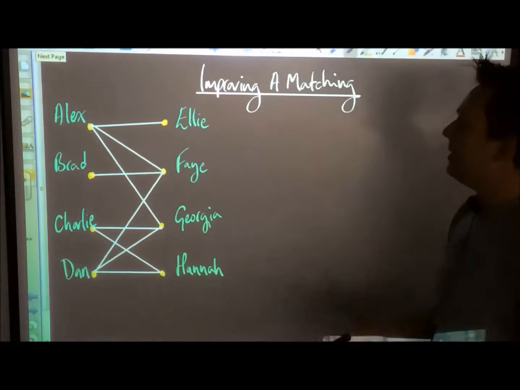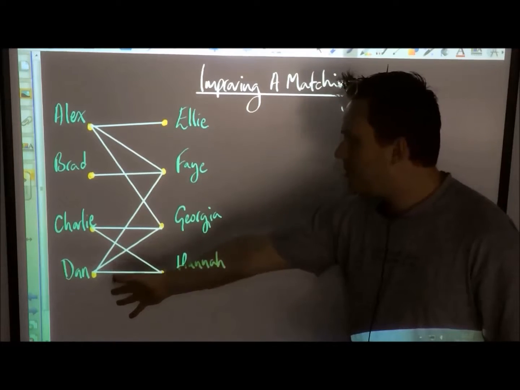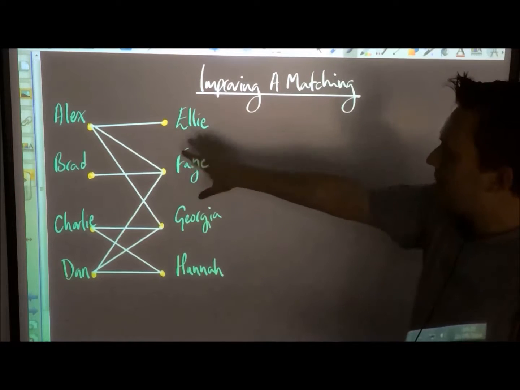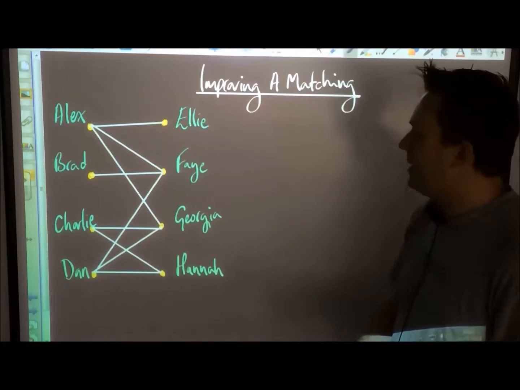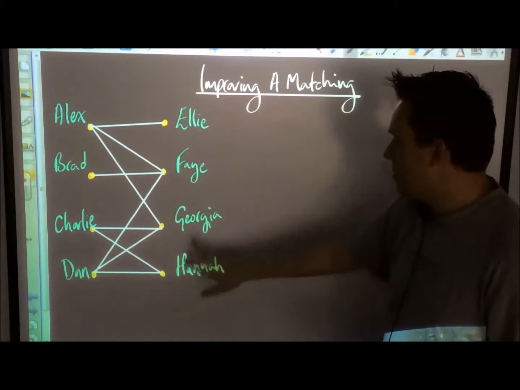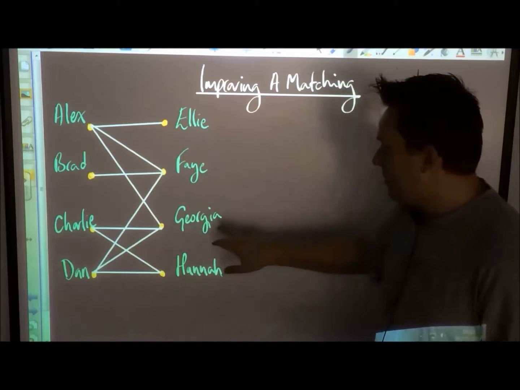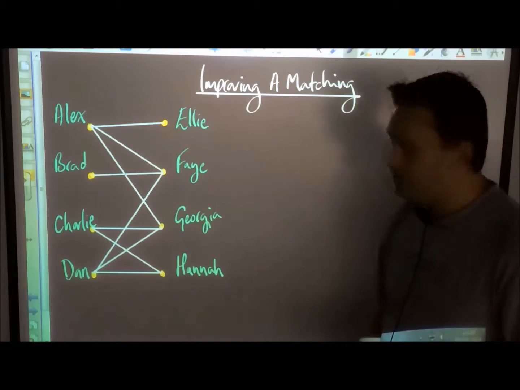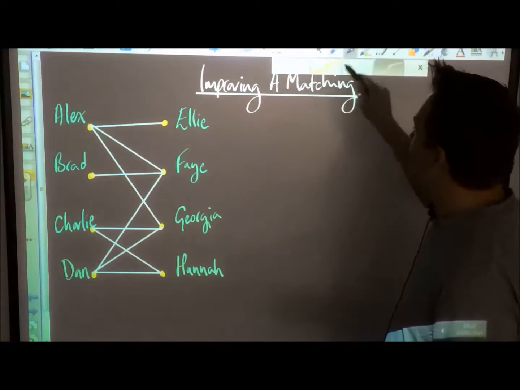Okay, so improving matching. Here I've got some boys on the left and some girls on the right, and it shows how they could be connected if they wanted to play like a mixed tennis game or something like that. So Alex will join up with Ellie, Faye or Georgia, and Brad will join up with just Faye, Charlie, Georgia or Hannah, and Dan will connect with Faye, Georgia or Hannah. Okay, so that shows the possible matchings that we could have. But we're going to be given an initial matching.